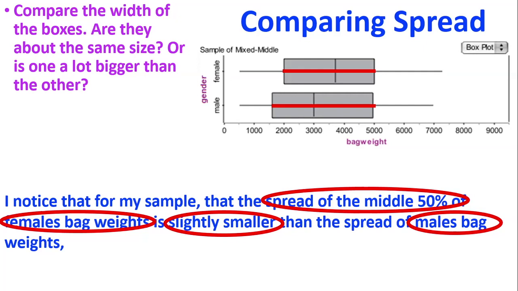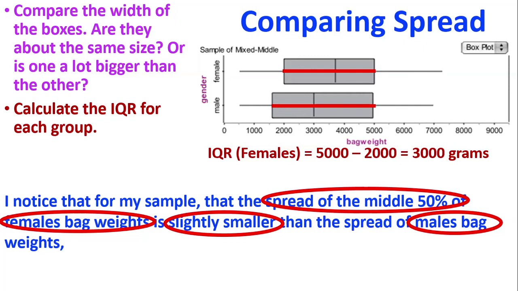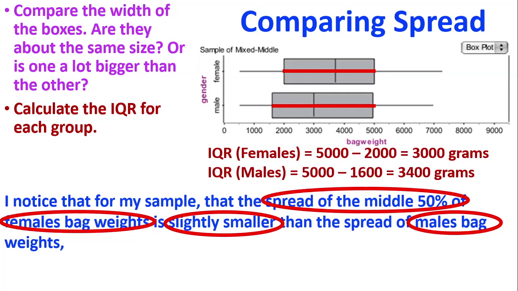For my merit, I need to justify it. So now I need to actually calculate the interquartile range. So hopefully you remember your formula for interquartile range, which is the upper quartile take away the lower quartile. So here's my interquartile range for the females, and that's got an upper quartile of 5,000, take away the lower quartile of 2,000. So that leaves me with an interquartile range of about 3,000 grams for the females. Do the same for the males, and I get a slightly bigger number, which is what I expected, that the males were a little bit more spread out.